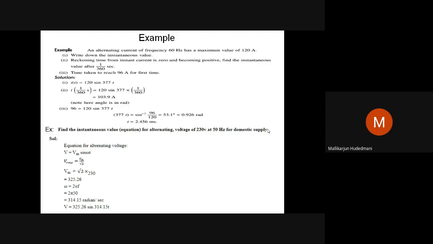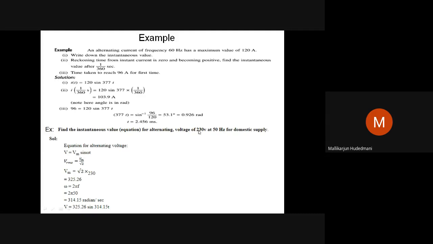How to get the max value or peak value from the RMS value? I have a relationship. RMS value of a sinusoidal quantity is peak value divided by root 2. So RMS into root 2 gives me the peak value of a voltage. That's what you can see here. The equation for the alternating voltage is expected to be V equal to Vm sin omega t. But here I require Vm.